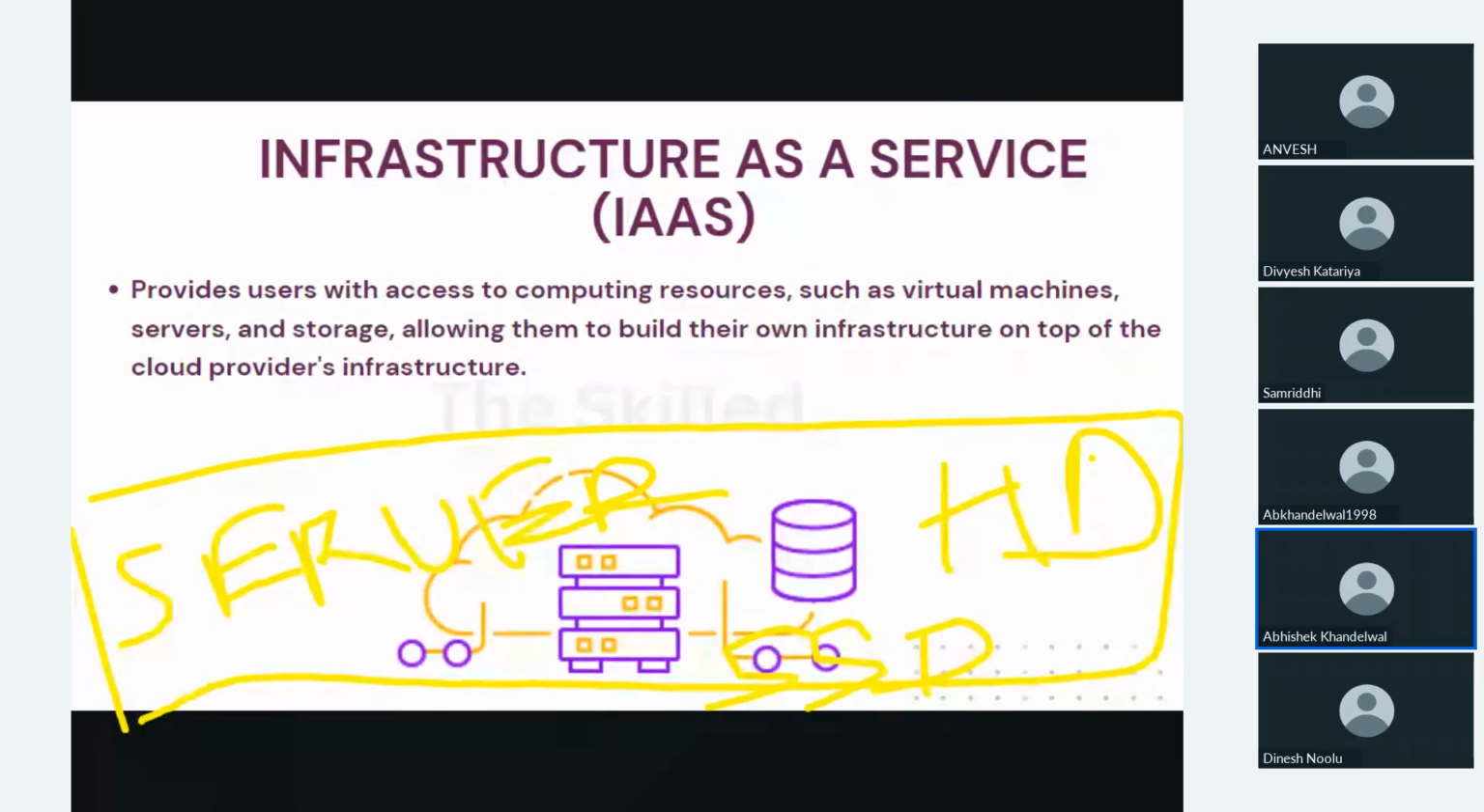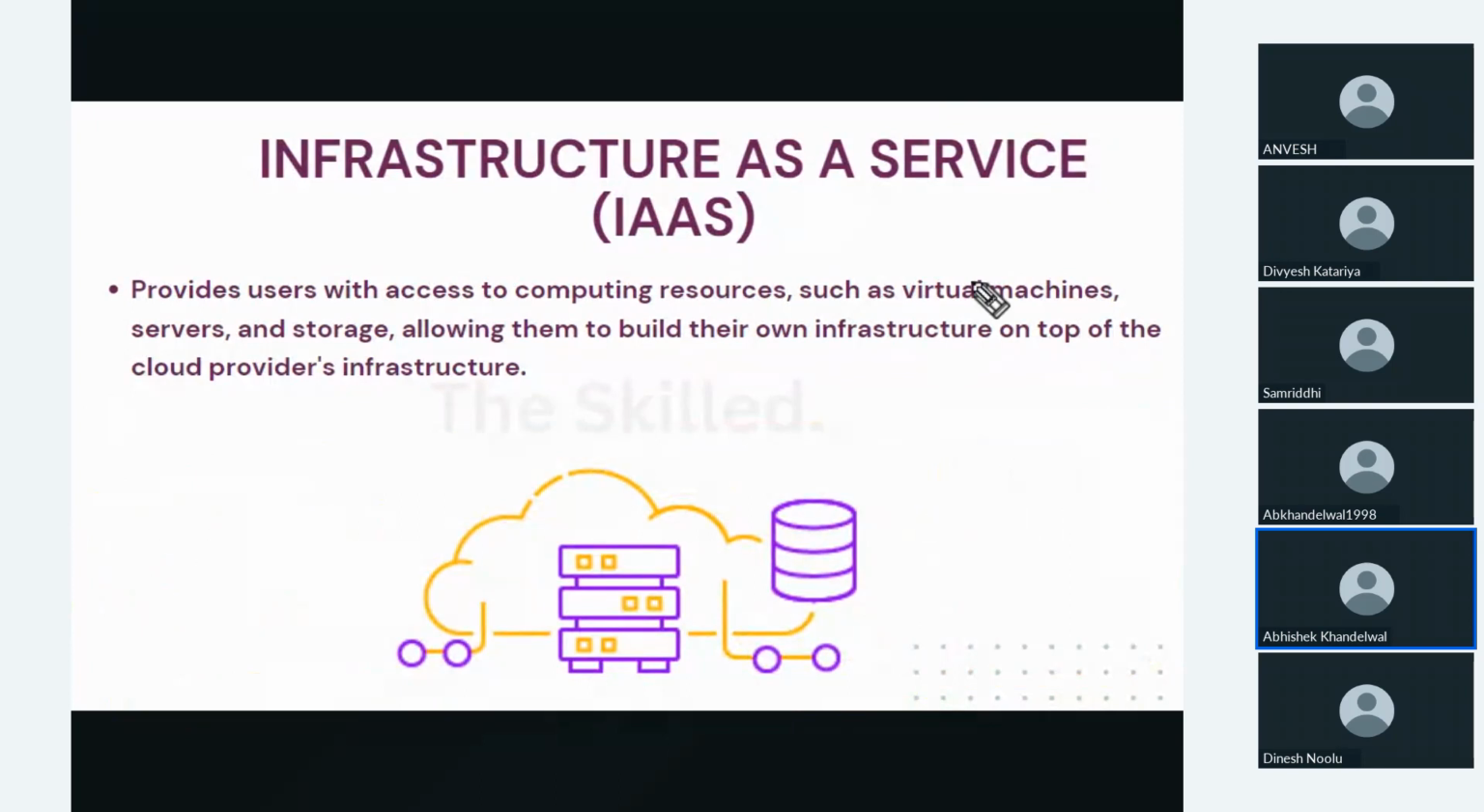For example, if a person wants to build a website, they need online storage and online servers. They will use all this infra provided by the cloud providers. That's what infra as a service means, where we have all the infra provided.